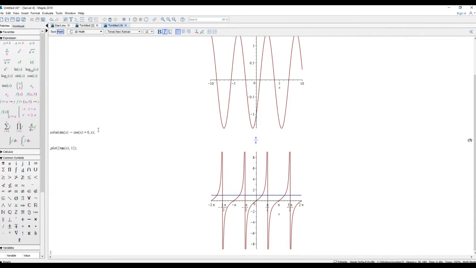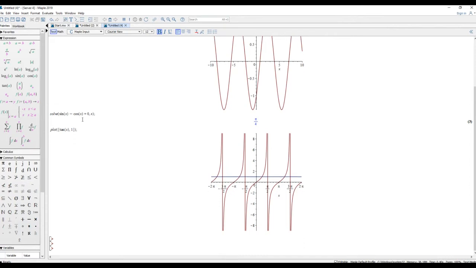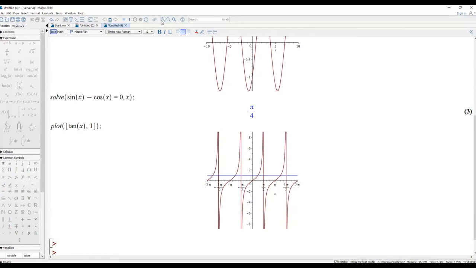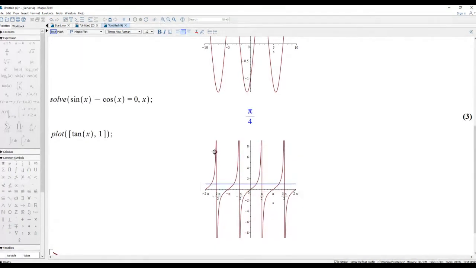So with this one, what you can do is put in square brackets here, and you'll get two curves on the one set of axes, which is kind of nice. Let me just make that a bit bigger because you might be struggling to see it at home.